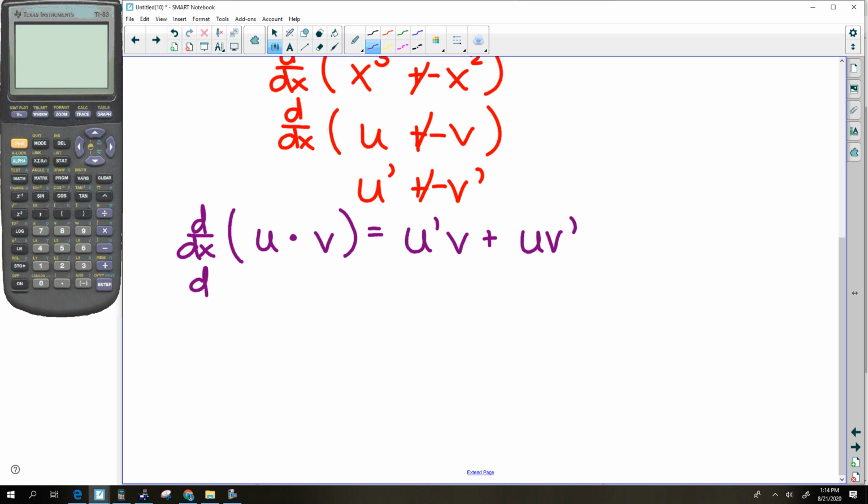So an example of this is this. What is the derivative if f of x is equal to x squared plus 1 times x to the third minus 4? What is the derivative of that? So think of this as the u and this is the v.